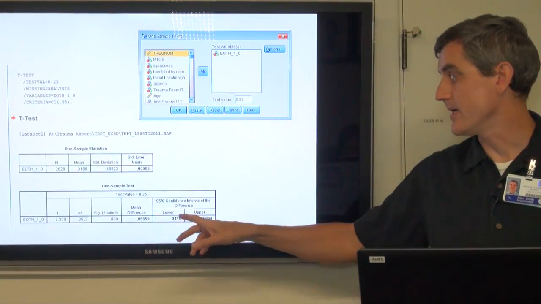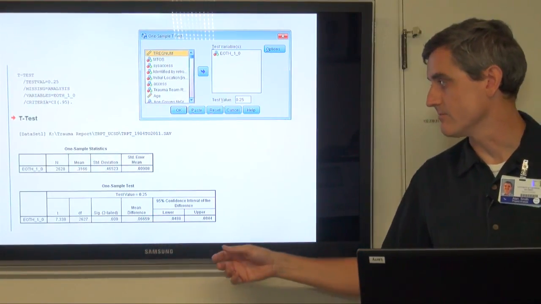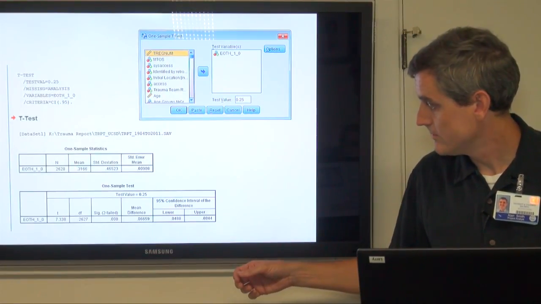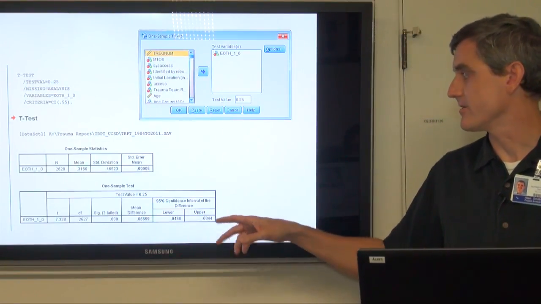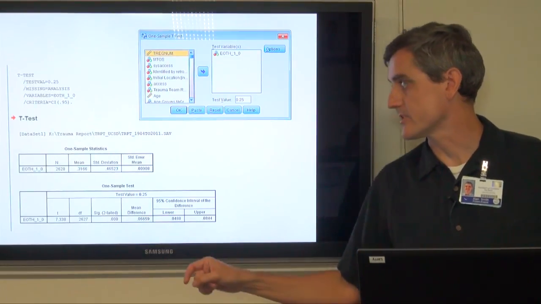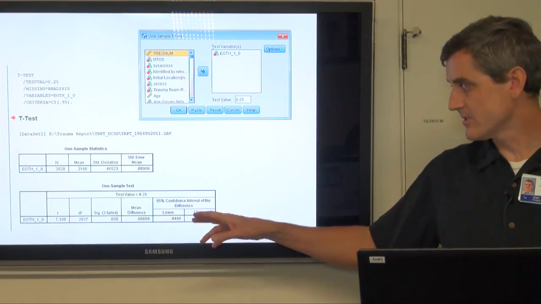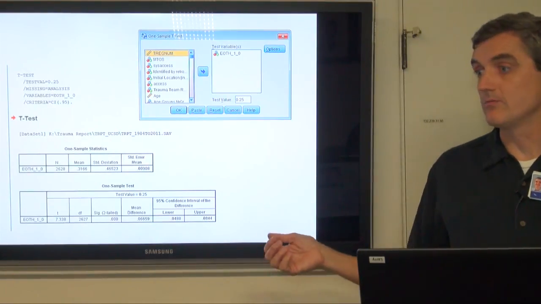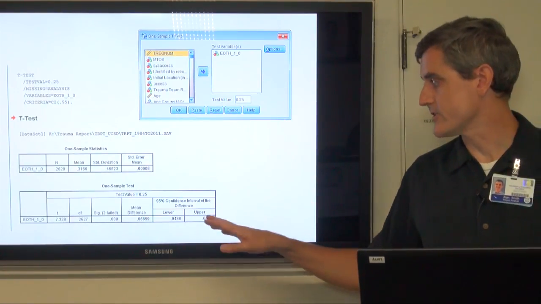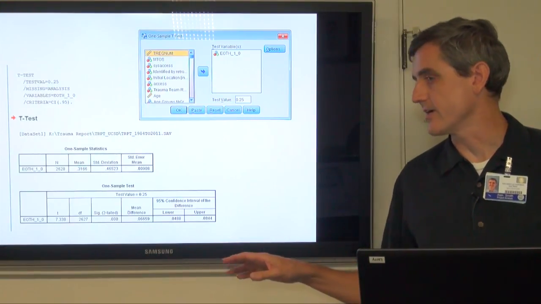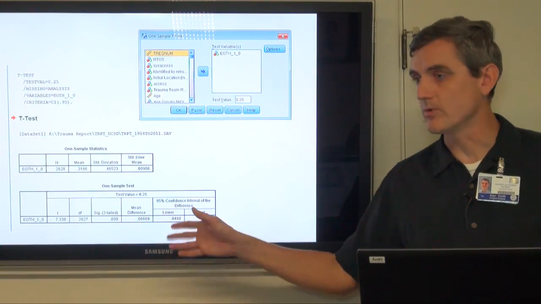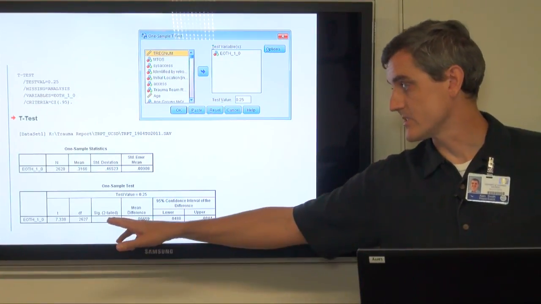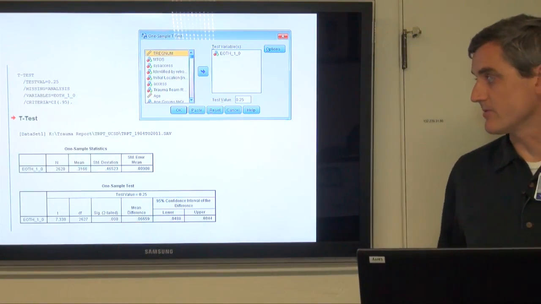And we can see here's the 95% confidence interval of the difference between 25% and 31%. If we did not reject the null hypothesis, if we concluded that there was no difference, the lower one would be negative, the higher one would be positive. And again, we see a very significant p-value there.